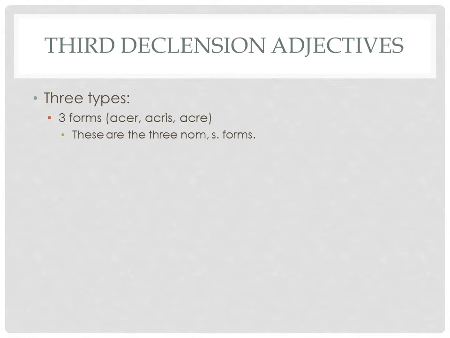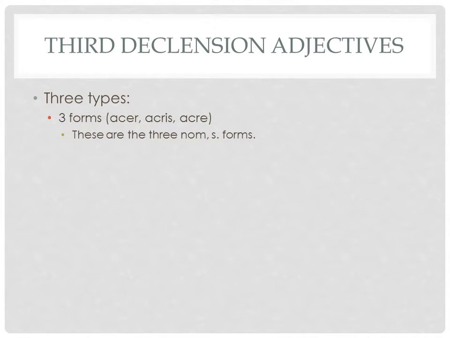Now, specifically when we're looking at third declension adjectives, we have three types of these. The first type is the type that's going to be presented to us using three forms, such as acer, with the three forms there of acer, acris, and acre. Now, when we see this particular type, these three forms are the three various nominative singular forms. Acer is the nominative masculine singular, acris is the nominative feminine singular, and acre will be our nominative neuter singular. So they're in that normal order that we're used to seeing these in, and that's just like when you're working with first and second declension adjectives. So that's relatively normal looking to us.